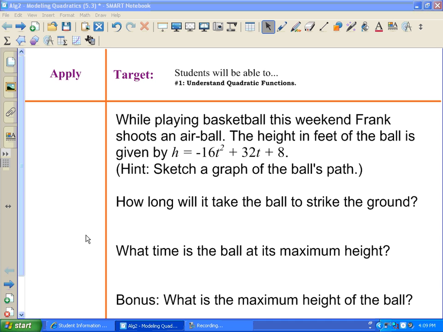Today we are going to look at some application problems. They are going to be more about our quadratic equations. Remember, we're having a test on both Chapter 4 and Chapter 5. That's going to be about quadratics, which is our parabolas, as well as our polynomials.